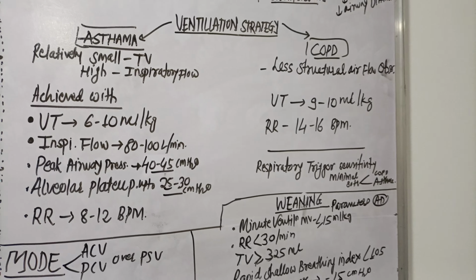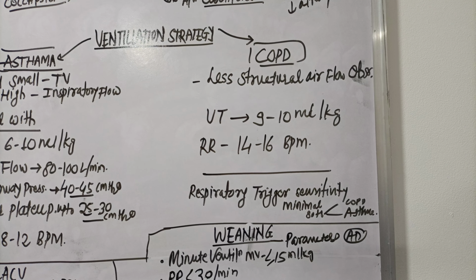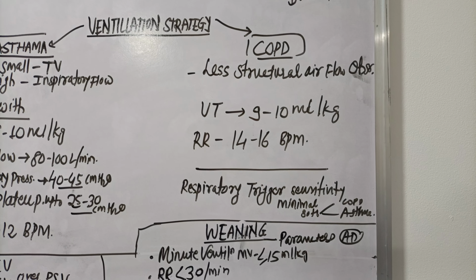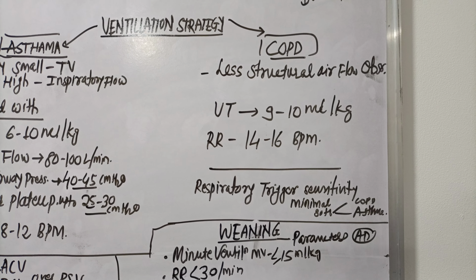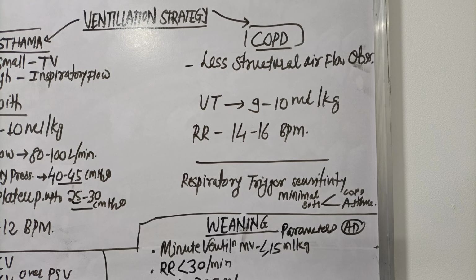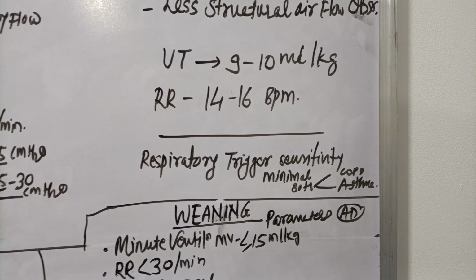In case of COPD, there is less structural airway flow obstruction, so the tidal volume required is quite more, 9 to 10 ml per kg. Even the respiratory rate required is more, 14 to 16 breaths per minute. In both COPD and asthma, respiratory trigger sensitivity is minimal.